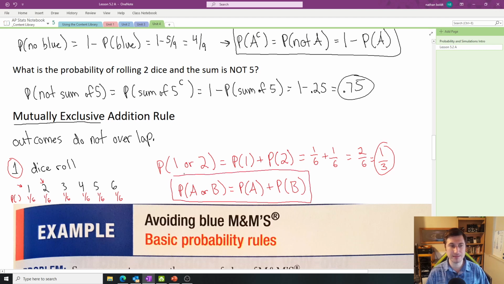So that is the mutually exclusive addition rule. And it only works if event A and B have no overlap. All right, they can't happen at the same time, just like you cannot roll a 1 and a 2 at the same time. They are mutually exclusive. That is a big word. That is a word you want to understand and know.